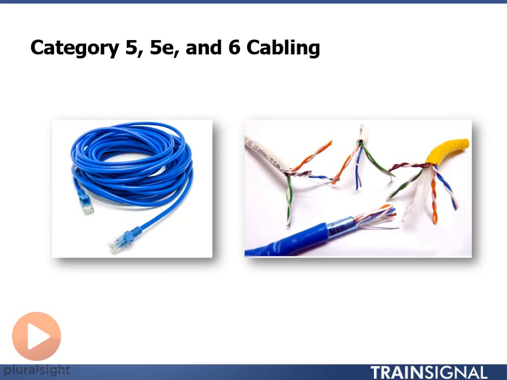Now, as we go up in the category, we can handle more and more data speeds. It also means that the quality of the copper has to be better. It means that the twists per inch has to be very precise. And it also means that we have to separate and twist the 4 pairs of wires separately as well.